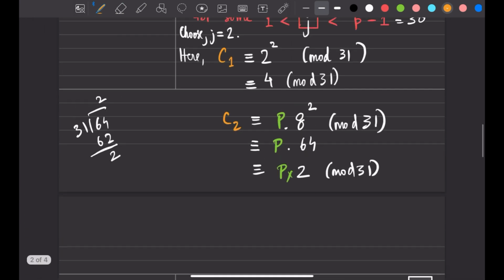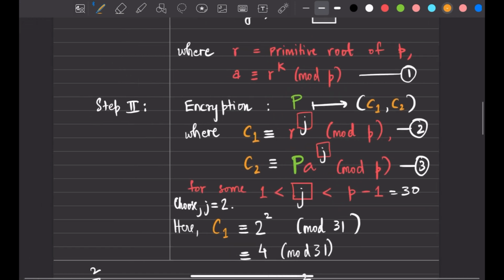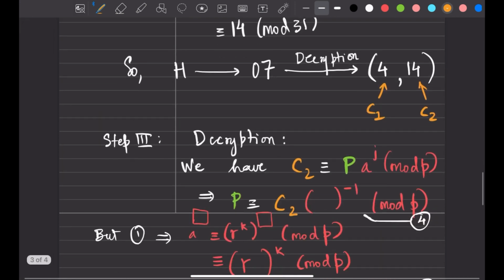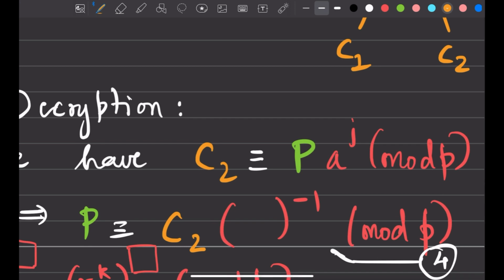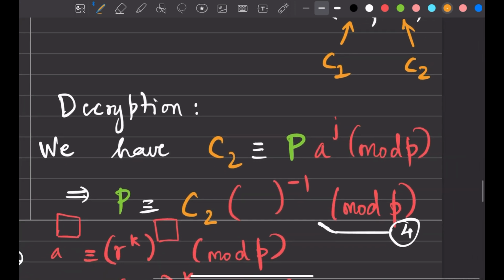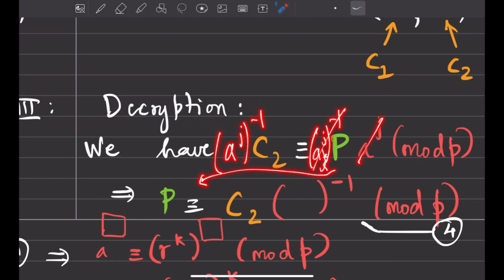This is from the equation that we had here, equation number 3. C2 is P times A raised to J. From here, I want to extract the plain text. So I can multiply both sides by the inverse of A raised to J. So, sorry, A raised to J inverse. This gets cancelled and all I have left with me is P congruent to C2 times A raised to J.